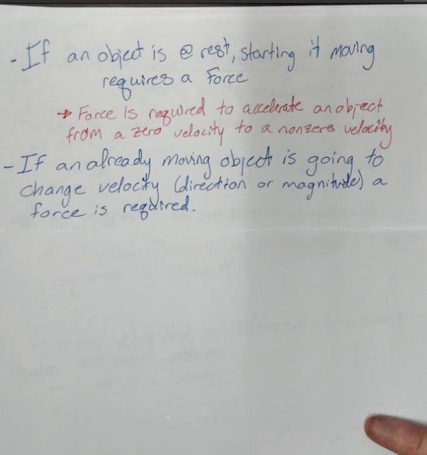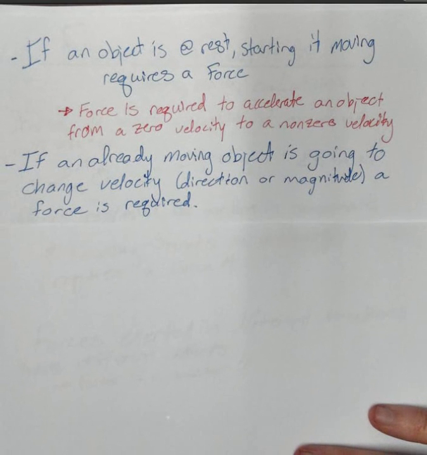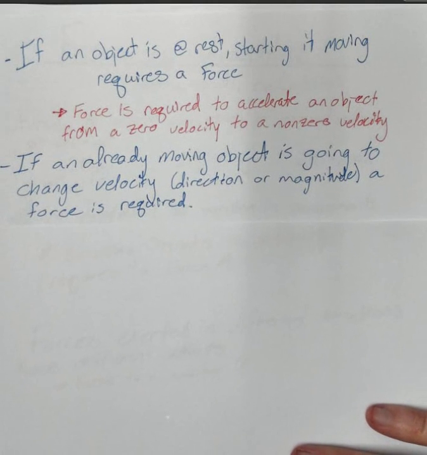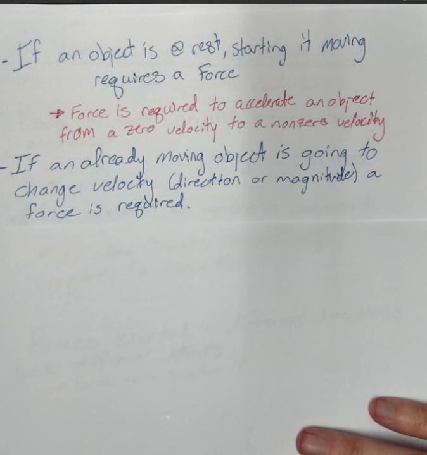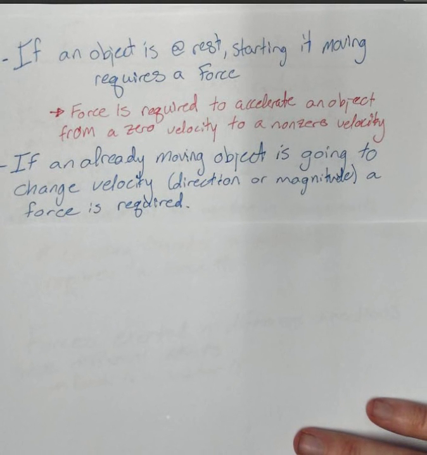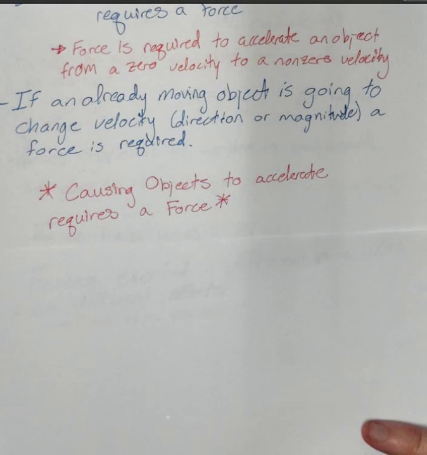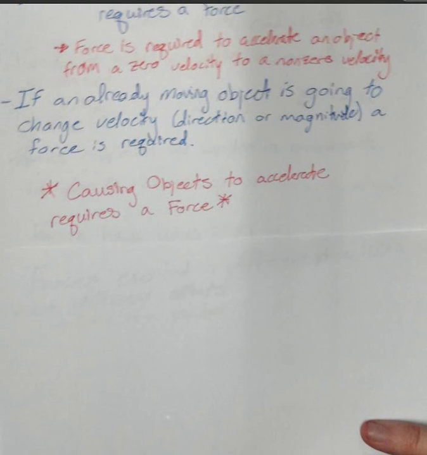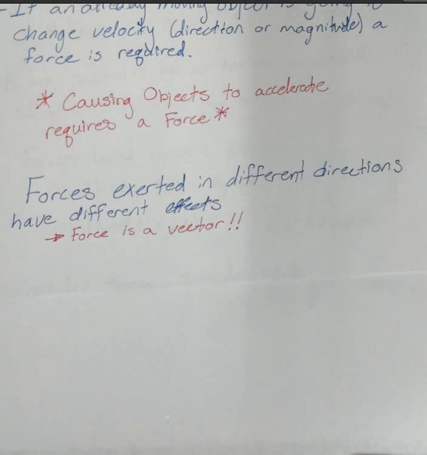When an object is not at rest, or you're in a frame of reference where an object is not at rest, then it's already moving. And if you're going to get an already moving object to change its velocity, either direction or magnitude, then you're going to require a force. Without a force, it would continue in a straight line with uniform motion, an acceleration of 0. All right, so we can come up with the general conclusive statement that causing objects to accelerate will always require a force. And that's the general statement of Newton's first law.